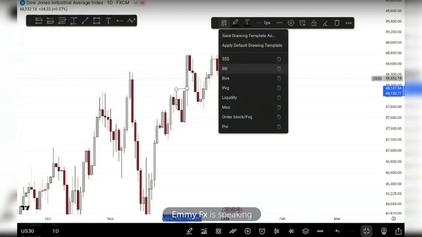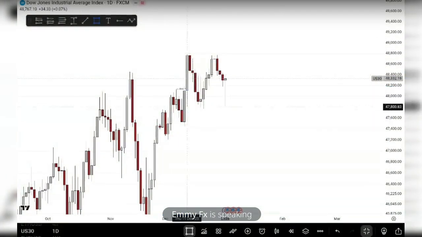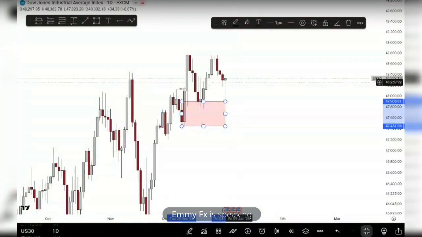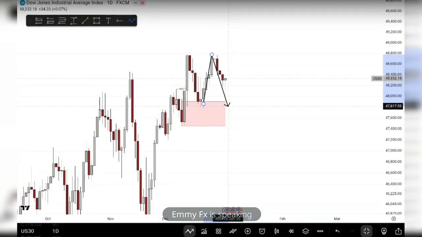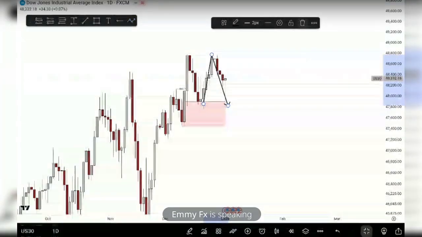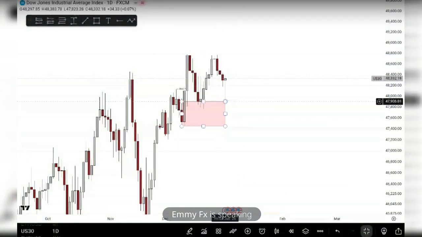Since we have this internal break of structure, we have this order block in which price tapped in. So price tapped in and tested the order block again. We have this move to the upside, and price returned back and tested the order block again. All right, so this is what the market did before it closed.